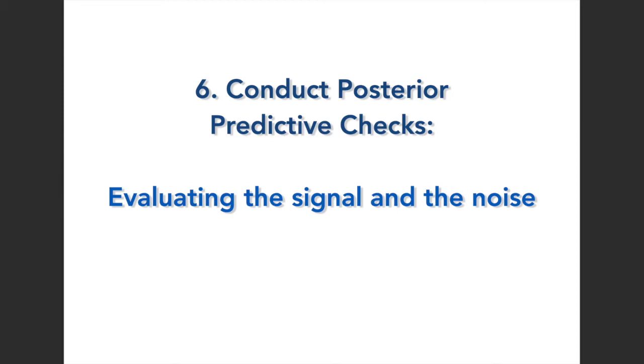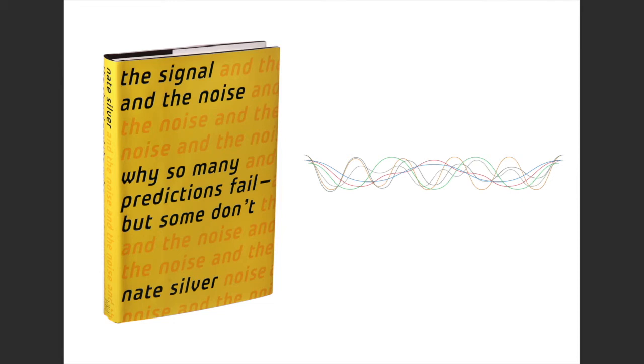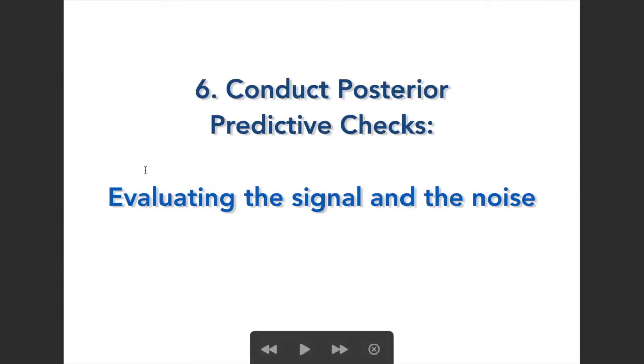Okay, the next thing we need to do is to conduct posterior predictive checks. And so here I say evaluating the signal and the noise, because we're going to do this two different ways. So again, the whole point of a posterior predictive check is to use our estimates for the intercept and the slope and our x values to calculate what we expect the mean value to be for each y value and compare our expected to the observed values. And so, yeah, that's kind of getting to the signal and the noise.